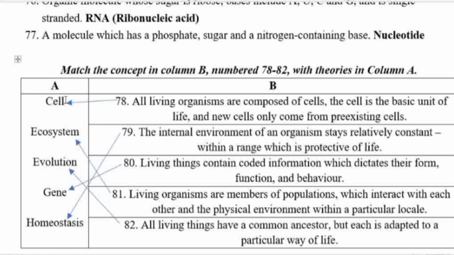So it means that the cell theory states that all living organisms are composed of cells. The cell is the basic unit of life, and new cells only come from pre-existing cells. Then ecosystem theory states that living organisms are members of populations which interact with each other and the physical environment within a particular locale. Then evolution theory states that all living things have a common ancestor, but each is adapted to a particular way of life. Then the gene theory states that living things contain coded information which dictates their form, function, and behavior. Then the last one, homeostasis, states that the internal environment of an organism stays relatively constant within a range which is protective of life.